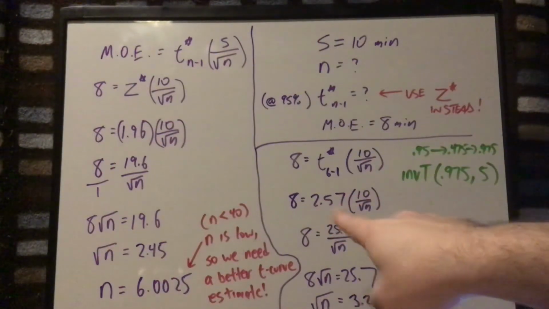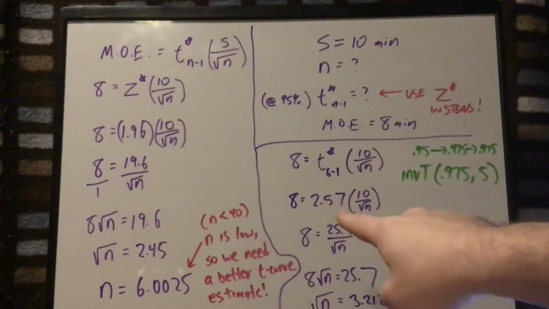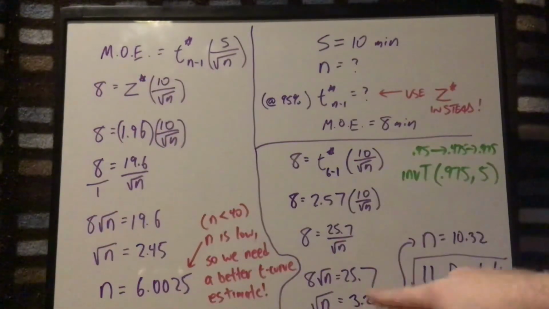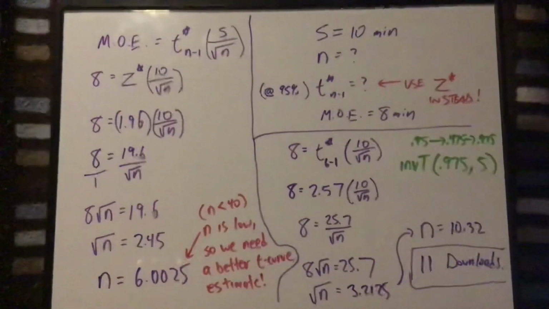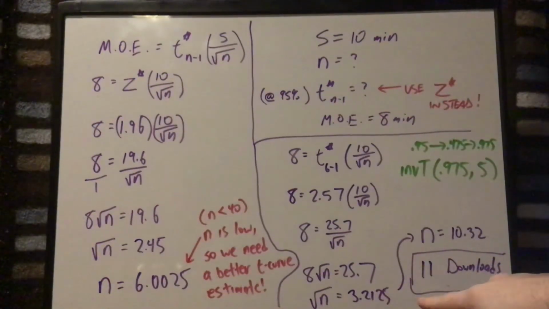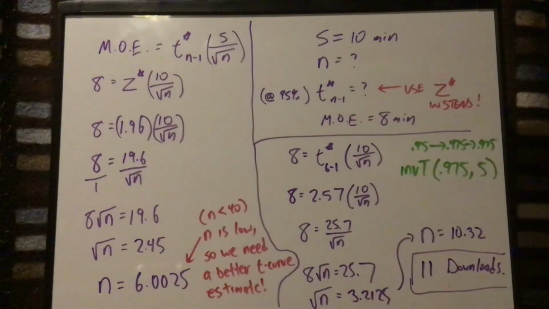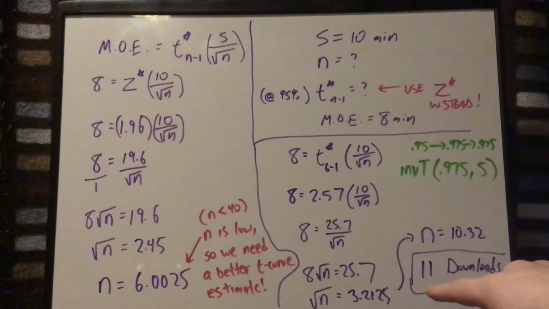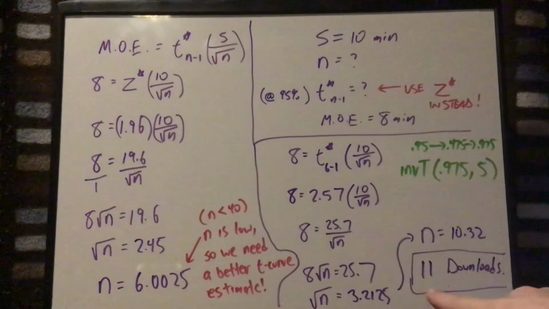So now that I know to go 2.57 standard deviations out, once again, I multiplied this by the 10, got 25.7, cross-multiplied, divided by the 8, and then squared the square root of n. And that gave me 3.2125, which when I squared came out 10.32. Now, just to be safe, I want the minimum that's going to be guaranteed. So since I do have that 0.32, I'm going to round it up to just guarantee that it's going to have that margin of error. So rounding it up is 11 downloads. So this is the final answer.